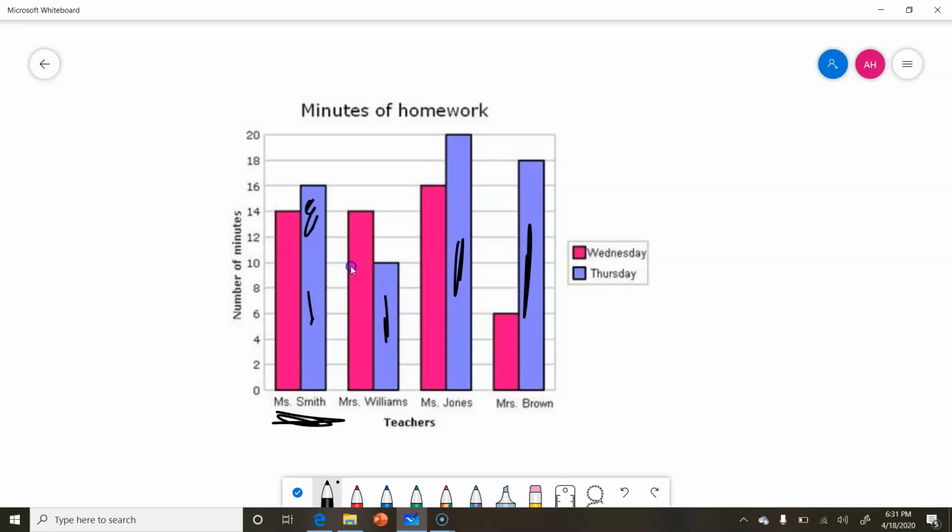Thursday, I look at the blue and I come over and it's at 16. How much does she give on Wednesday? She only gives 14, right? She cares about church. Maybe not.